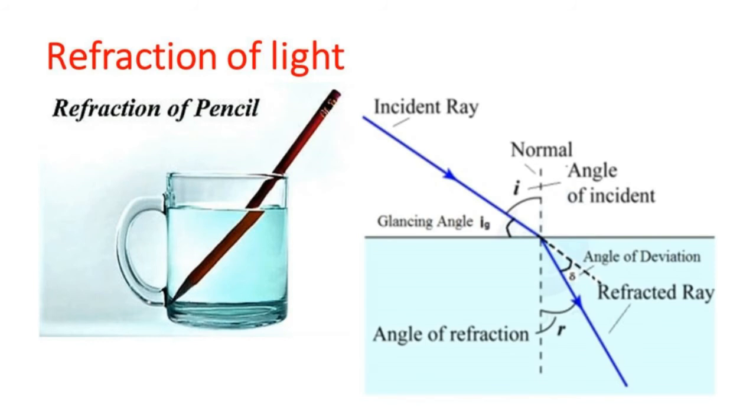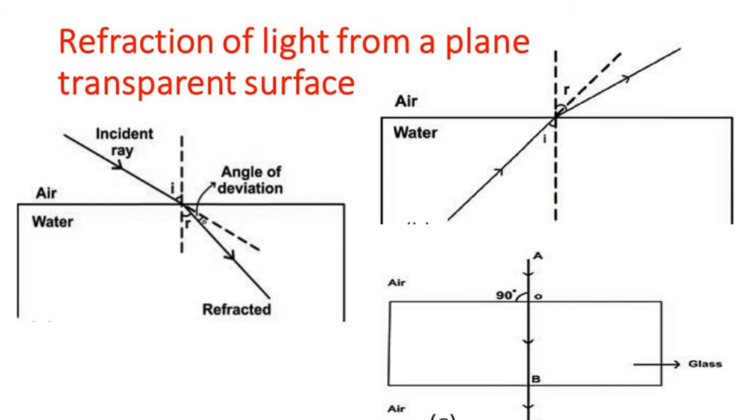The velocity of light depends on the nature of the medium in which it travels. Velocity of light is more in a rarer medium, that is low optical density, than in a denser medium, high optical density. Refraction of light from a plane transparent surface. When a ray of light travels from optically rarer medium to optically denser medium, it bends towards the normal.